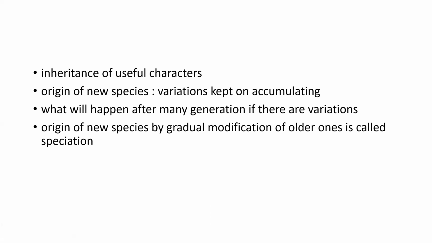That is called speciation. What will happen after many generations if there are variations? Origin of new species by gradual modification of older species is called speciation. So write that point, speciation.